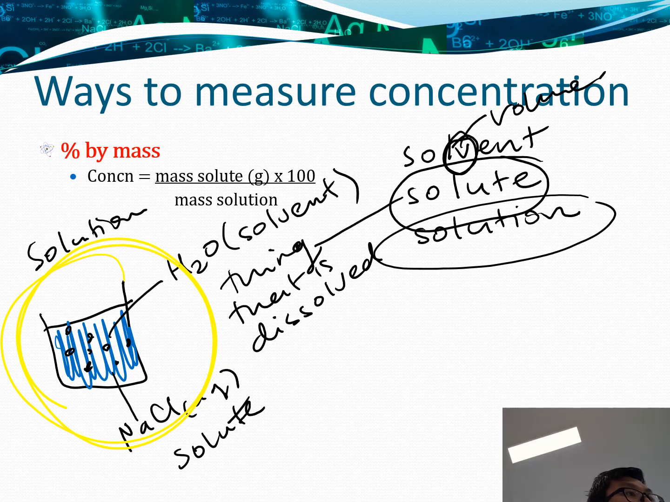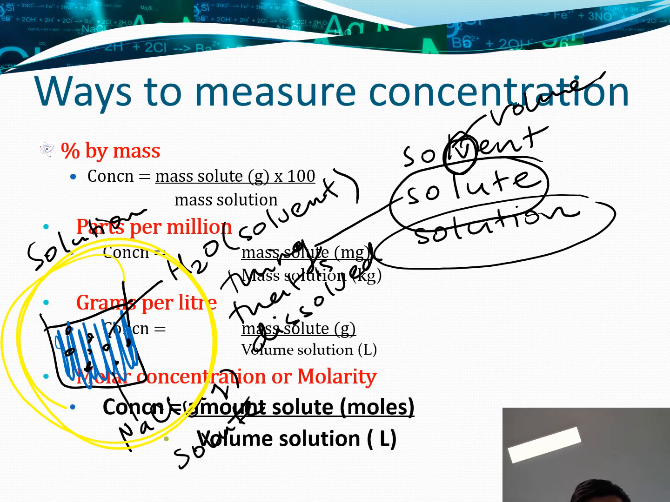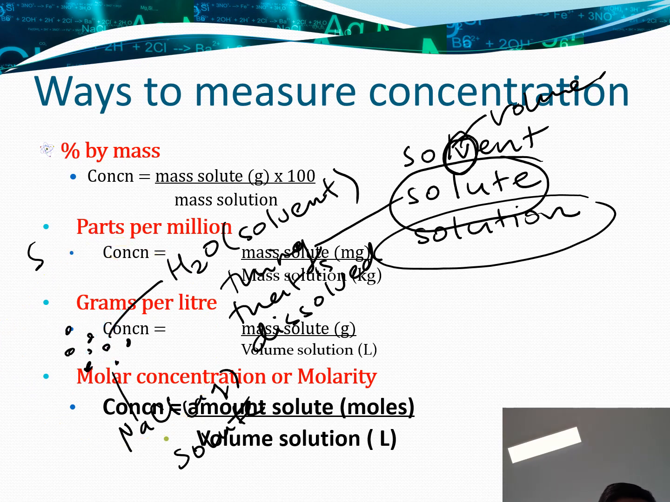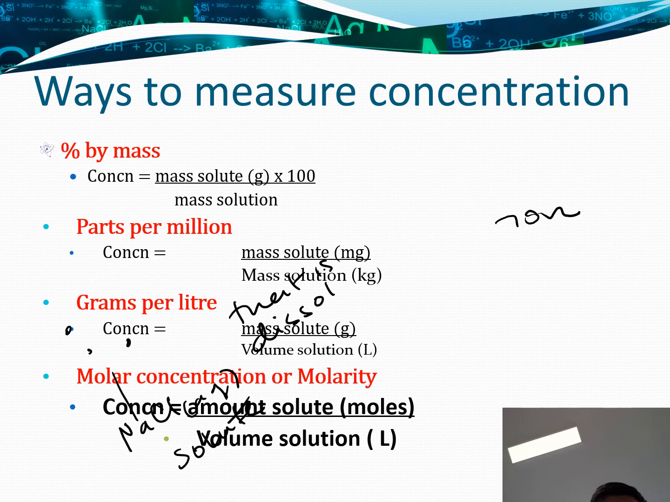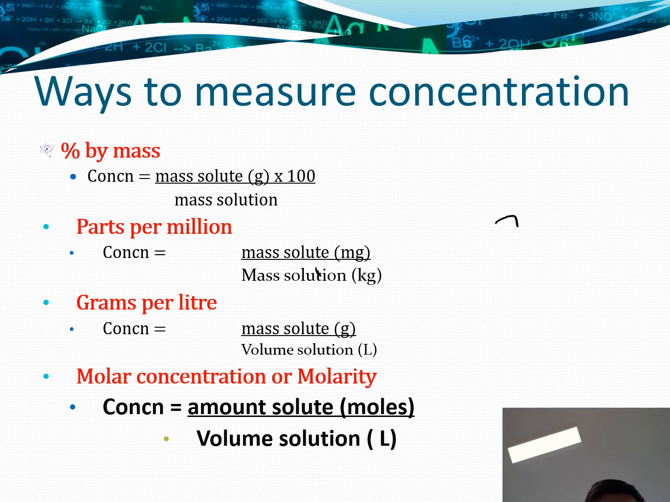So, fortunately for all of us, there are 4 different ways to measure concentration. However, the one that we use the most is molarity, which is concentration is equal to the moles divided by the volume. That is the most useful one for chemists.